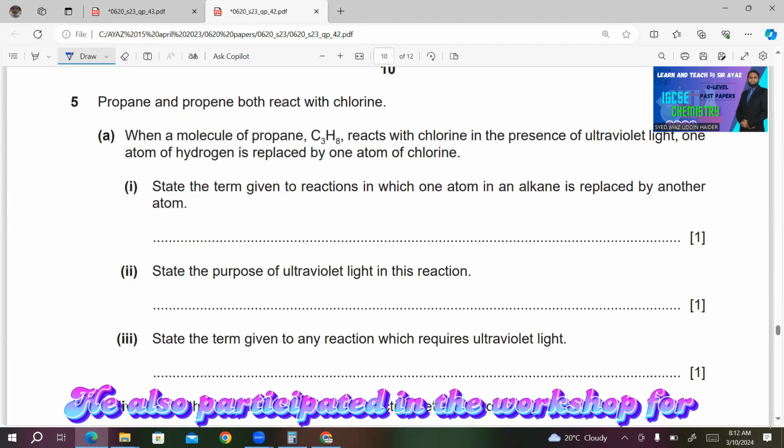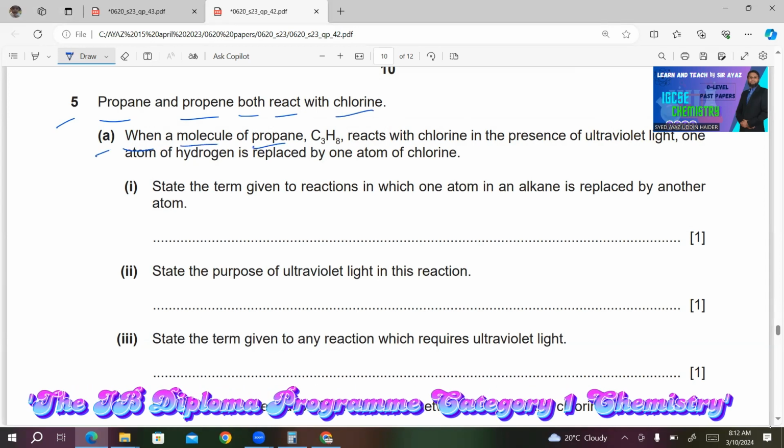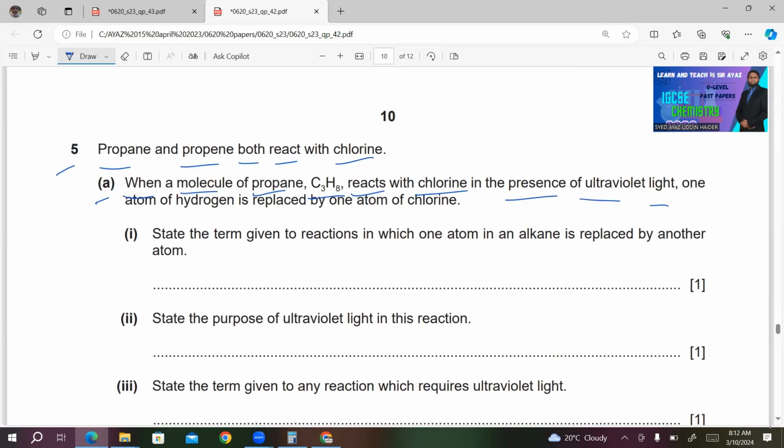Moving to next question. Number 5, propane and propene both react with chlorine. A. When a molecule of propane C3H8 reacts with chlorine in the presence of ultraviolet light, one atom of hydrogen is replaced by one atom of chlorine. Number 1, state the term given to a reaction in which one atom in an alkane is replaced by another atom. These are substitution reactions. So you write substitution.